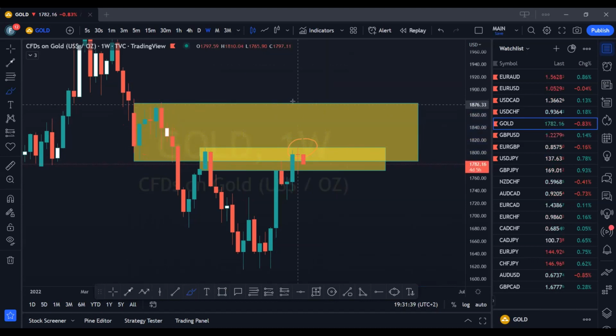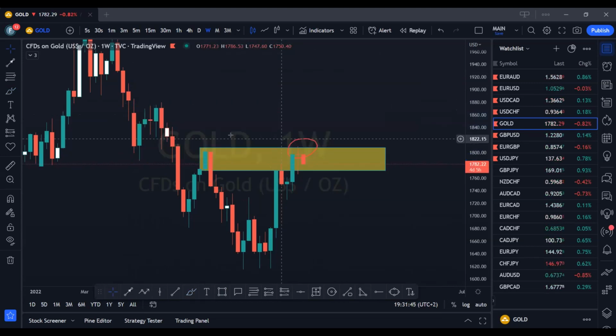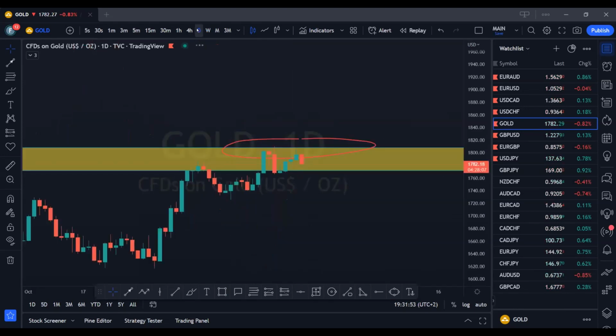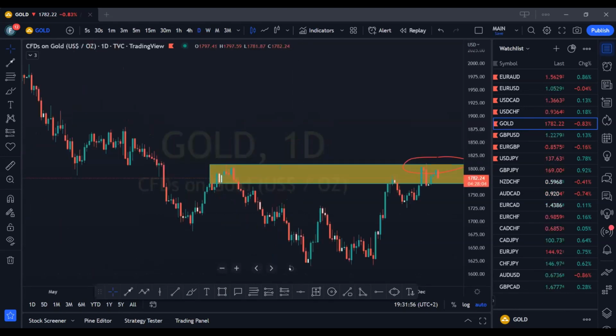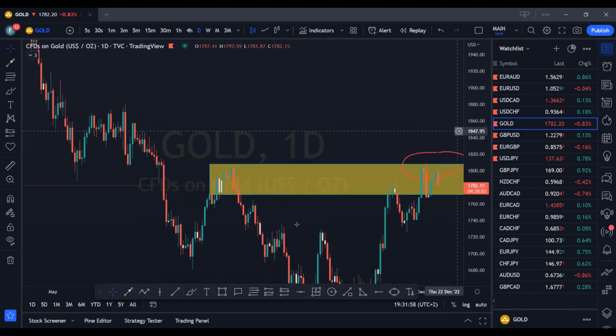Okay, so we know that price is in a weekly supply, and in a supply level, we are looking to sell. So weekly is saying that we should sell, and then we've seen a liquidity grab. Let's go to the daily chart. Daily chart, what did we see on daily?